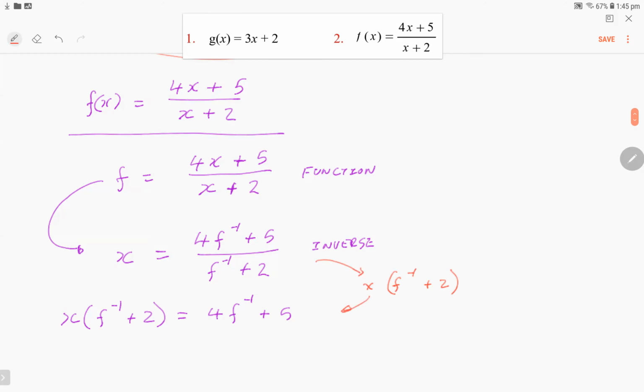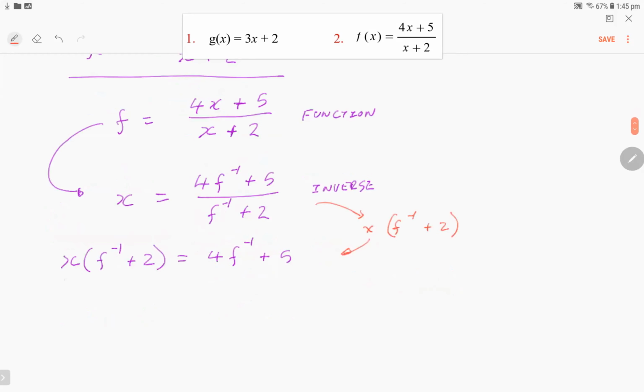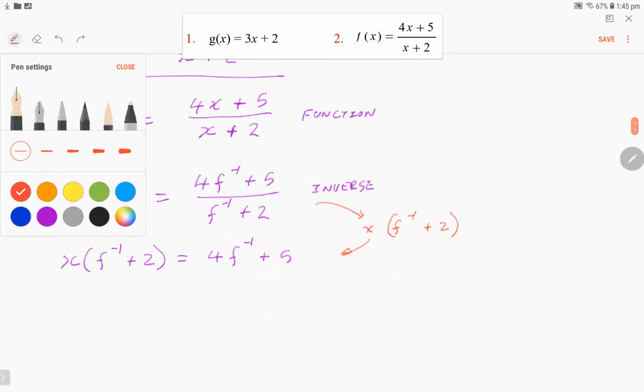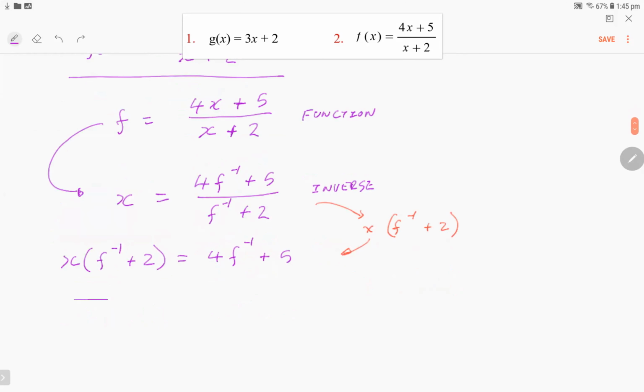All right. Then after that, I'm going to expand out this bracket because I'm trying to get the f to the minus 1 terms isolated. So I'm going to expand the bracket, step by step. So I get x times f to the minus 1, and then the x times 2 is plus 2x, equals 4 times f to the minus 1 plus 5.